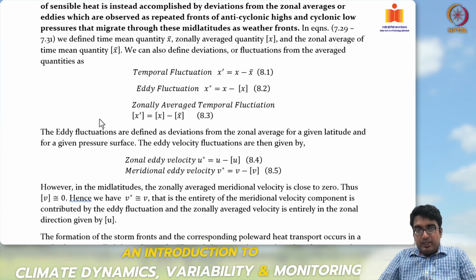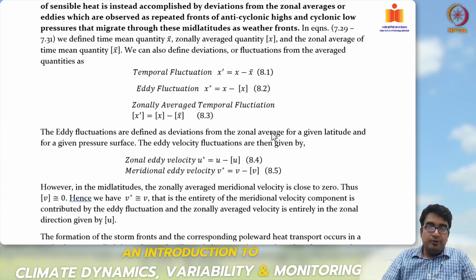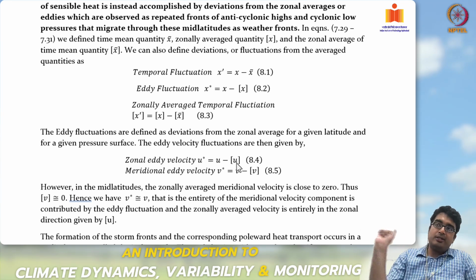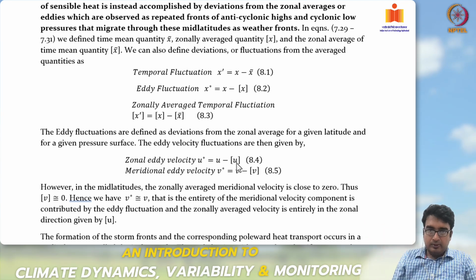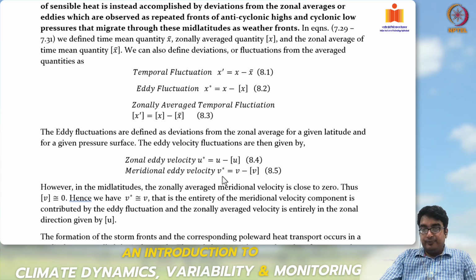So eddy fluctuations are defined as deviations from the zonal average for a given latitude and for a given pressure surface. The eddy velocity fluctuations are then given by the zonal eddy velocity u star as the instantaneous zonal velocity minus the zonally averaged velocity across a latitude and a pressure surface. Okay. Similarly, the meridional eddy velocity is the instantaneous meridional velocity minus the zonally averaged meridional velocity. So this is u star and v star. Okay.